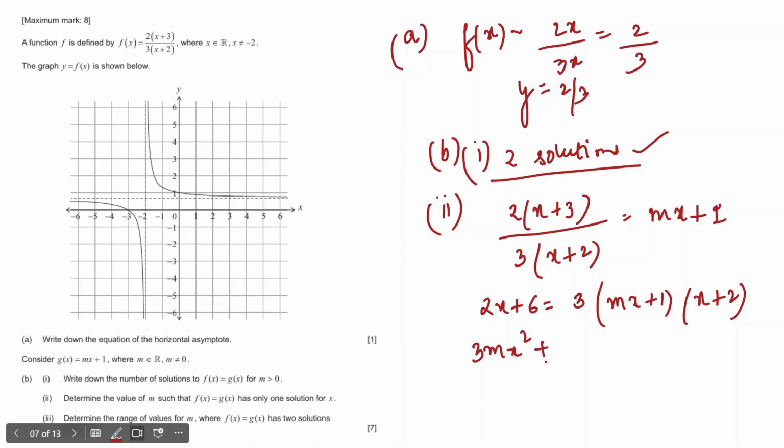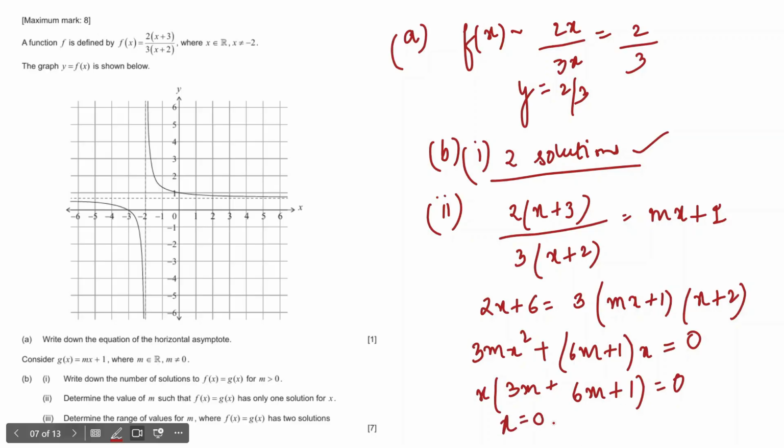Now when you expand it, you'll get something like this: 3mx squared plus (6m plus 1) multiplied by x equals 0. I just expanded it and got all the terms to one side. Now let's factor it out. Let's take x as common. So this will be x multiplied by (3mx plus 6m plus 1) equals 0. Now what will be the solutions of this? One solution will be x equals 0 and the other solution will be x equals minus of (6m plus 1) over 3m.